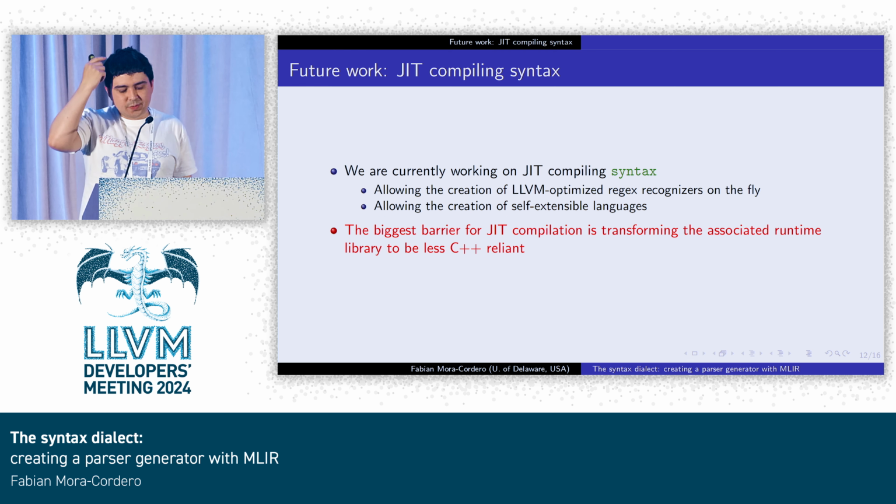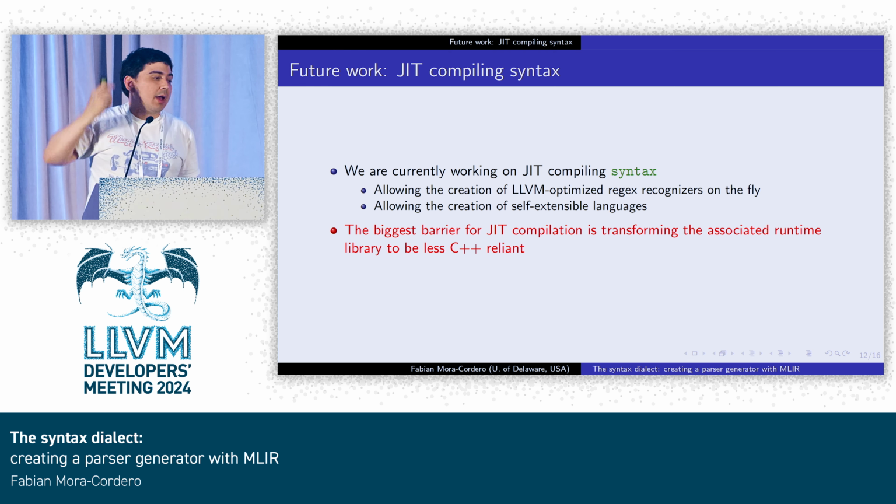Now, the biggest barrier for JIT compilation in this case is that all the runtime that was created for doing this is heavily reliant on C++, for example, std::optional. So you need to transform that into more friendly C code to be actually able to JIT compile.